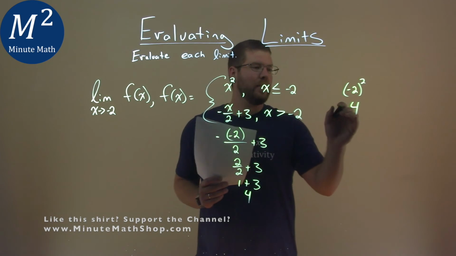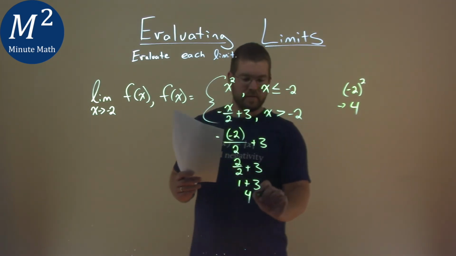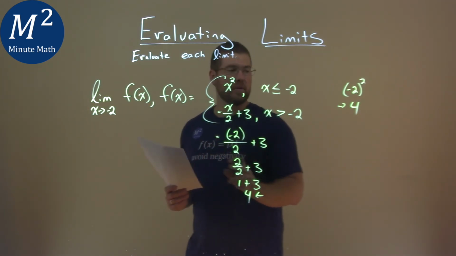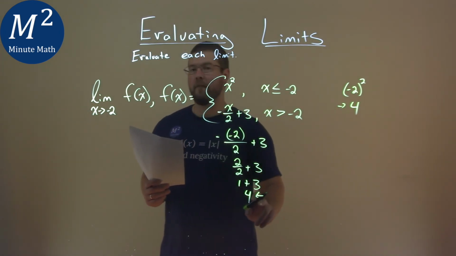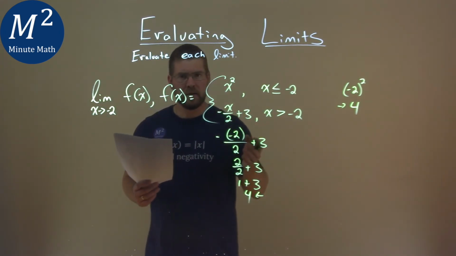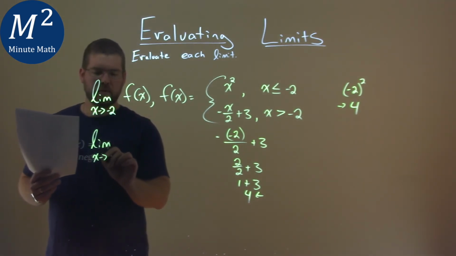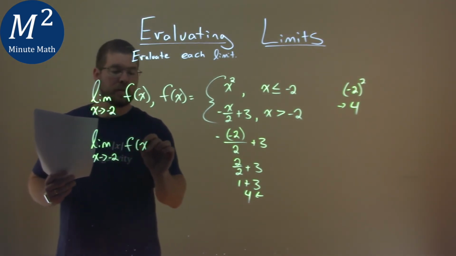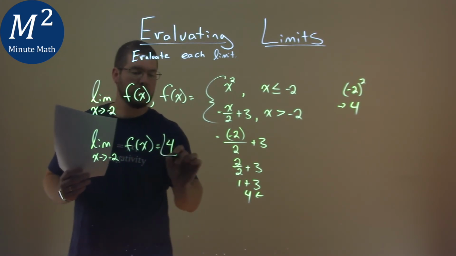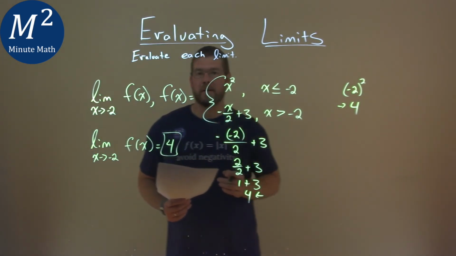So from the left, and this is from the right, at -2, we are both approaching 4. They're both the same value on left and right where it's approaching, so we can say that the limit here, as x approaches -2 of f of x, is equal to +4, and that is our final answer.